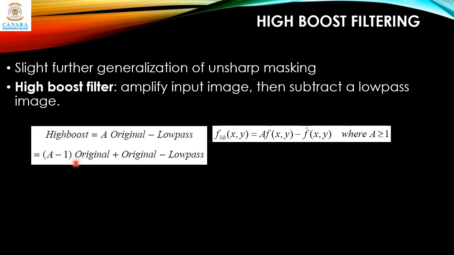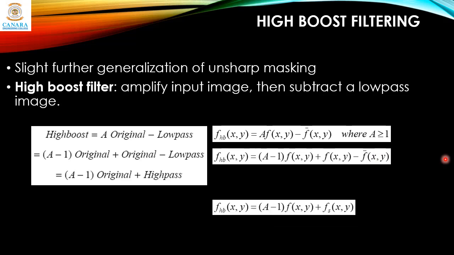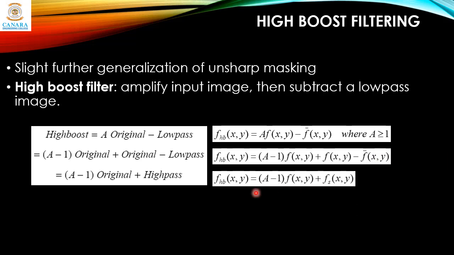If you simplify it further, it becomes (A minus 1) times the original plus the original minus the low pass. Basically you are taking out the A minus 1 and simplifying further, and this is the equation that we get: F high boost of (x,y) is equal to (A minus 1) times F(x,y) plus F_s(x,y). This is the sharpened version of the image, F_s(x,y).